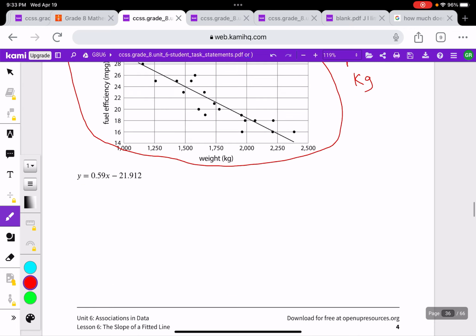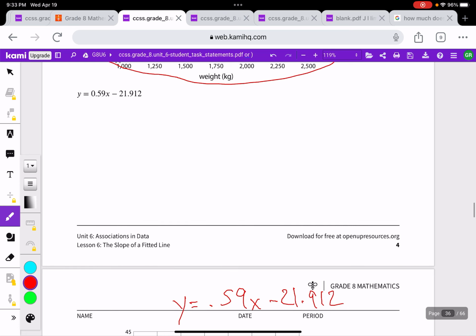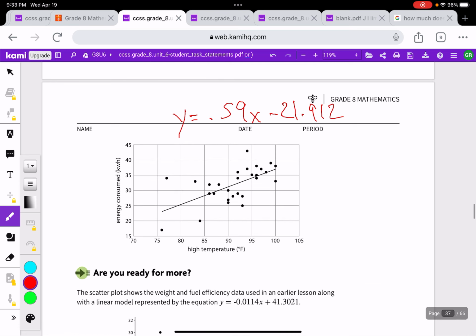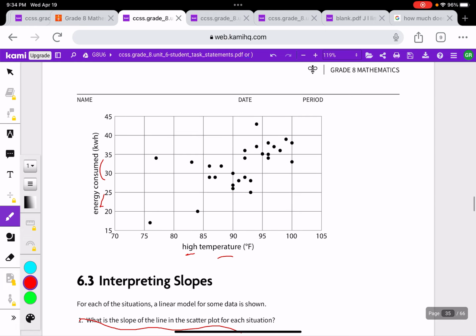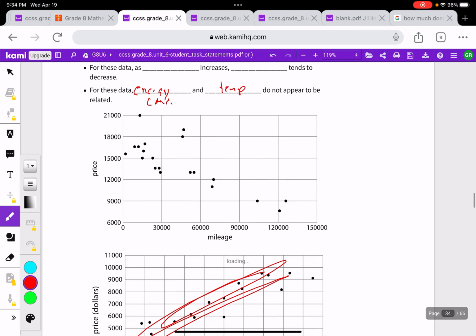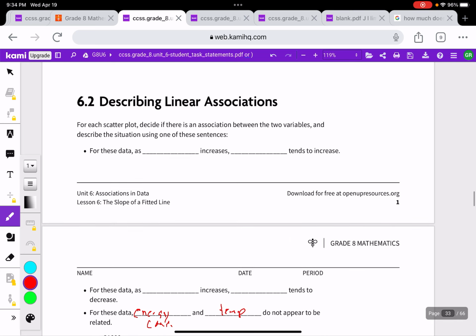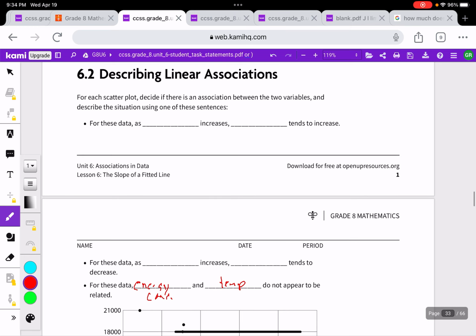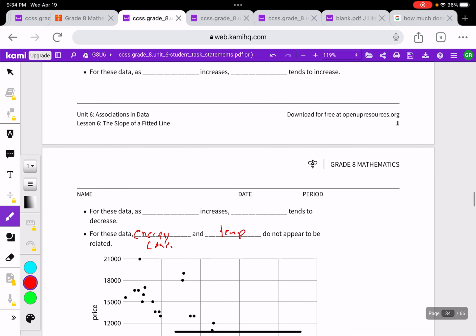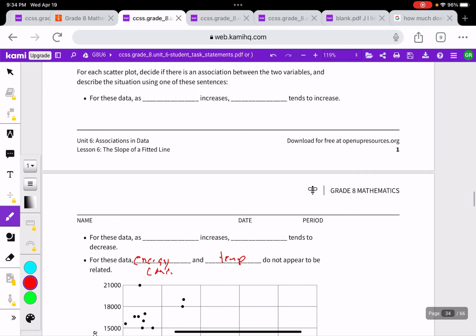And then finally, 0.059, I went ahead and wrote that down there. X minus 21.912, energy consumed and high temperature. You saw that last one. We had to say one of them didn't have an association in data. For these data, energy and temperature do not appear related. Oh, you know what? I know why. I didn't read that question very well.